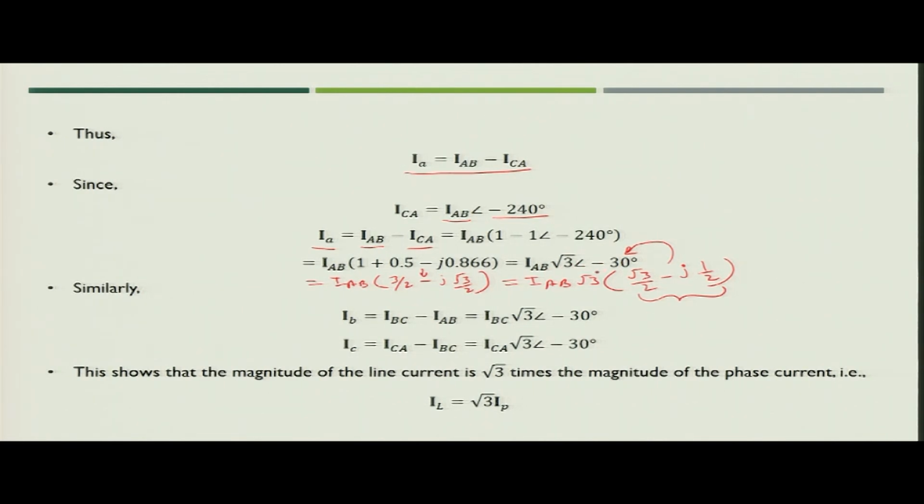This is the same which we calculated in case of star delta arrangement, where IA was the same as IAB root 3 angle minus 30 degree. So, IB will be IBC root 3 angle minus 30 degree, and IC will be ICA root 3 angle minus 30 degree. So, you can conclude that in this case also the magnitude of line current will be root 3 times the magnitude of phase current. So, you can write IL is equal to root 3 times IP.